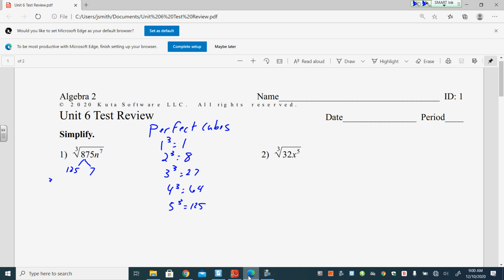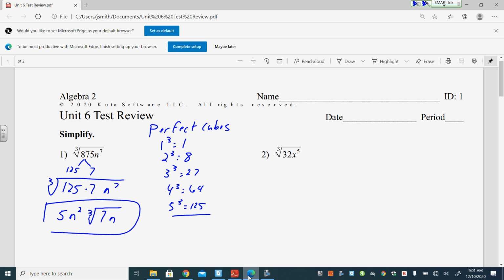So if I rewrite this, this becomes the cube root of 125 times 7 times n to the 7th. Now we're ready to simplify. The cube root of 125 is 5. The 7 is the remainder, so it's going to stay inside the radical. And then you divide your exponents by your index. So 3 goes into 7 2 times with a remainder of 1. So that 1 will stay inside the radical. And that is all you have to do.